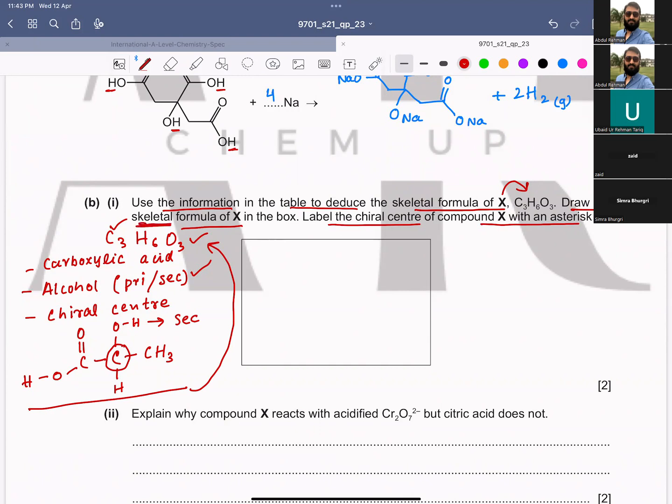So there are three carbons. So I can make three carbons like this. This central carbon has an OH bonded to it. This carbon has a carboxylic acid. And this carbon is CH3, so I keep it as it is. So this is the skeletal formula of compound X. Is this clear? Yes, sir.